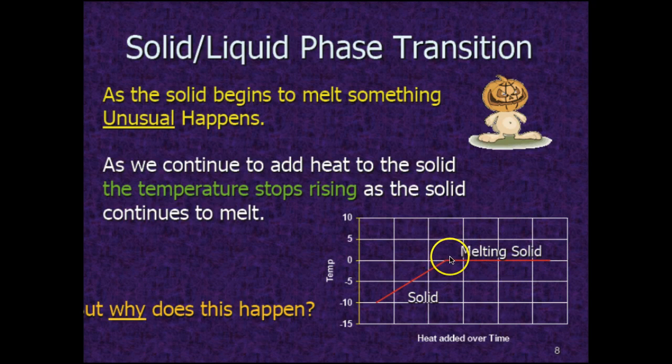But look at this. While the ice was changing or transitioning from a solid into a liquid, the temperature did not change. So as we continue to add heat to the solid, the temperature stops rising as the solid continues to melt. And you have to ask yourself, but why does this happen?